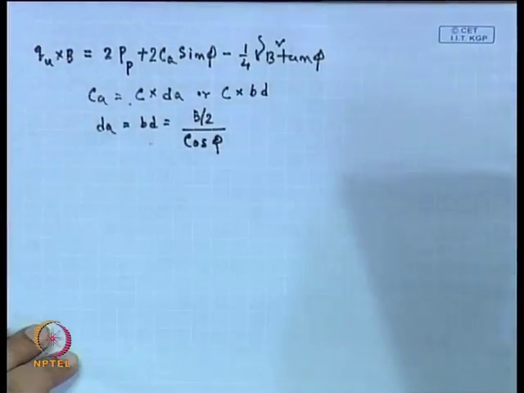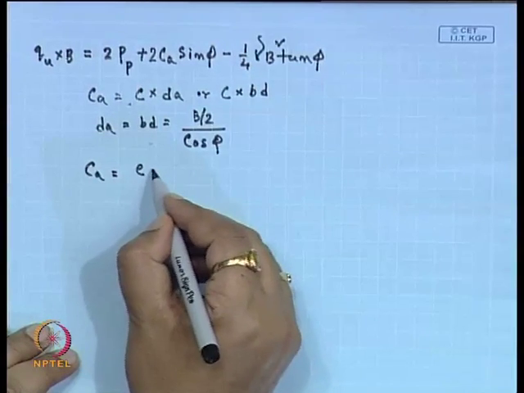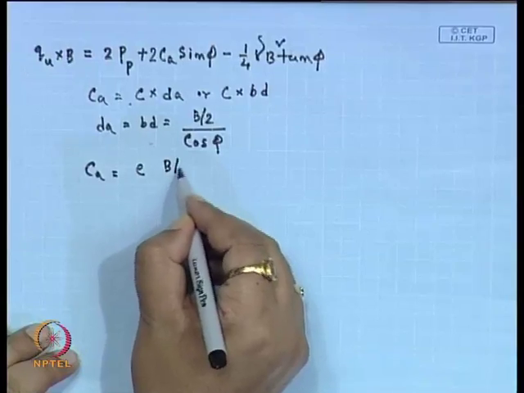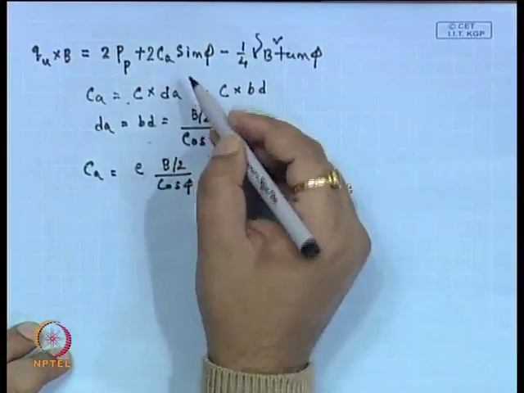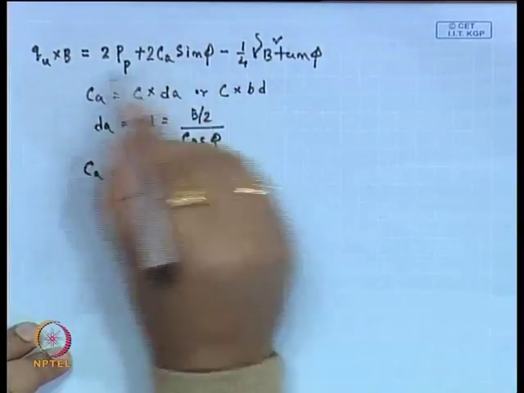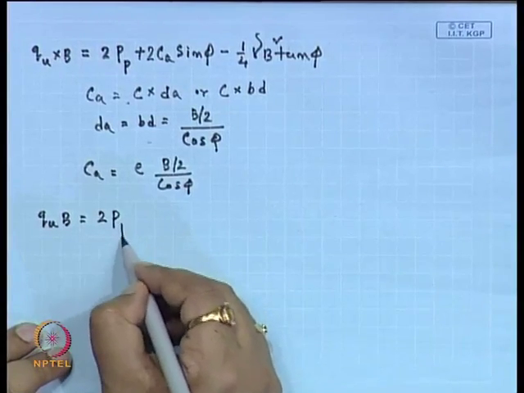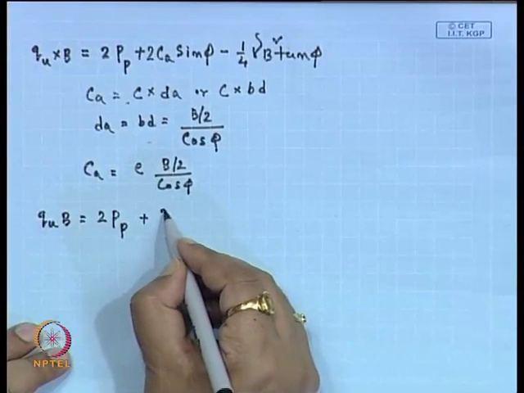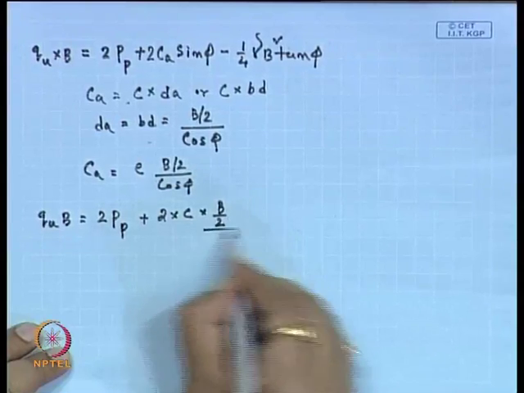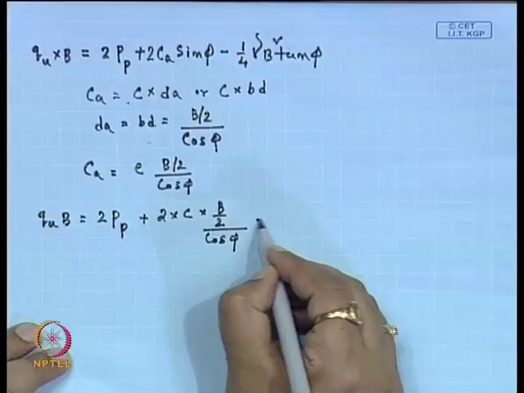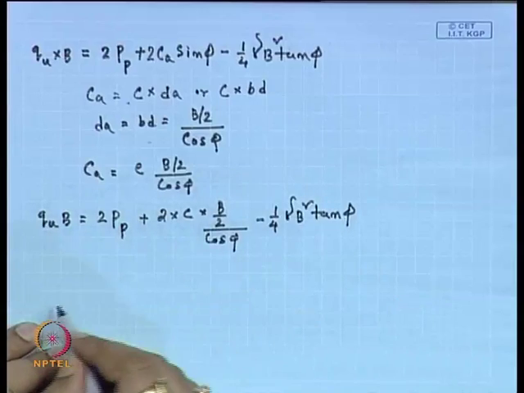So, we can replace this value here in the Ca. So, we will get Ca is equal to C into B by 2 divided by cos phi. Now, if we put this Ca value here in this equation, this will be Qu into B equal to 2 Pp plus 2 into C into B divided by 2 divided by cos phi, into sin phi, minus 1 by 4 gamma into B square into tan phi.